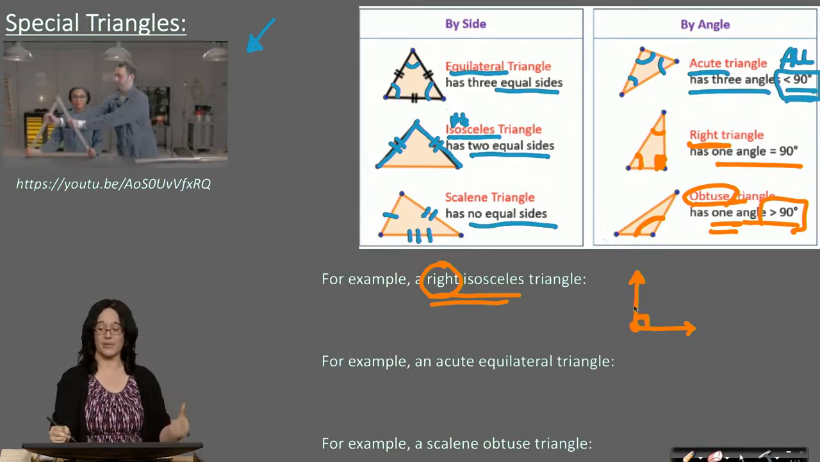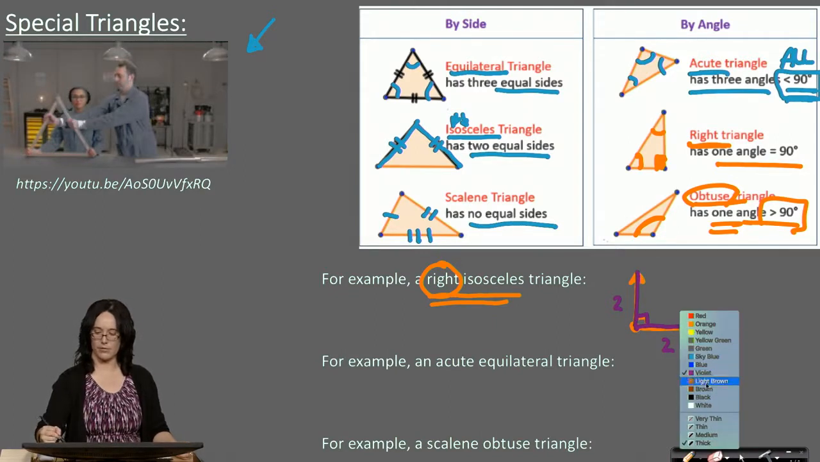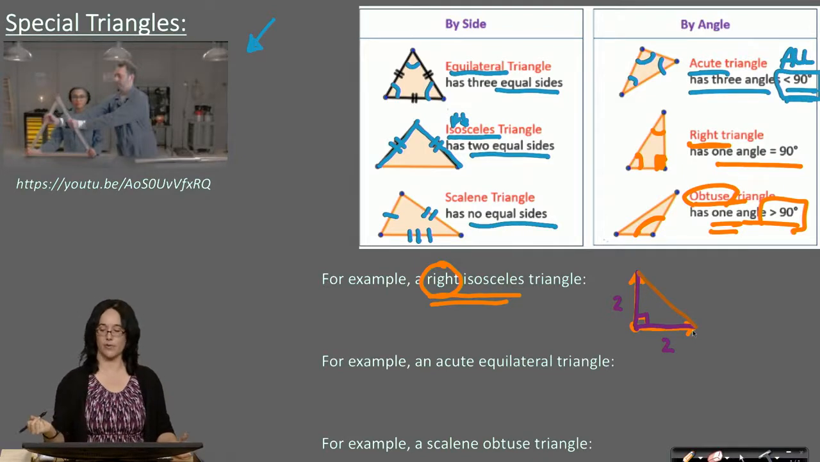I'm eyeballing it here, but that's not actually what you'd want to do. You'd want to measure, okay? So let's say, for example, that this is 2 units, and then we measure another 2 units going this way. When I connect those two rays and form that 90-degree angle, because those two are the same measurement, I'll get another color here. How about brown? And connect my third line segment to form my triangle.